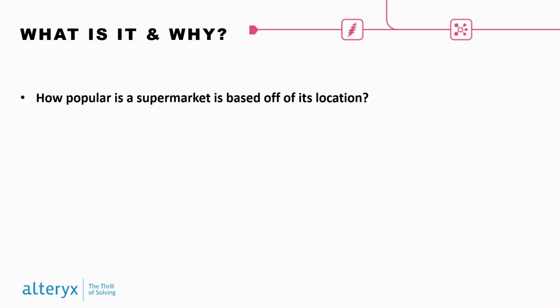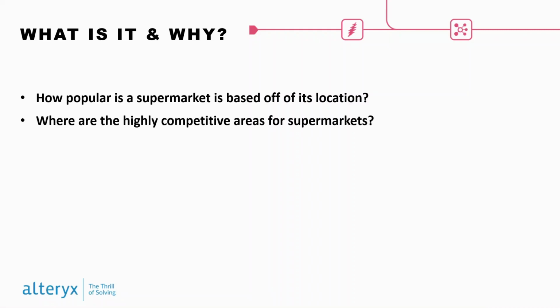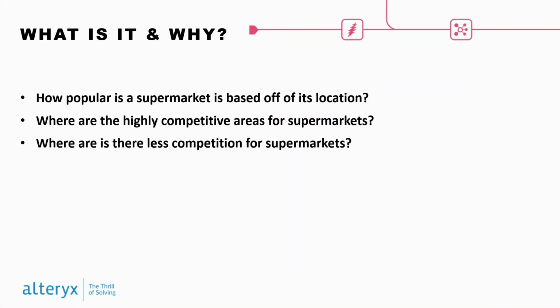So what we're going to do today is try and answer a few of these questions using some open data that we have on the supermarkets and population of Jersey. I'm going to want to figure out how popular a supermarket might be based off its location, where in Jersey the highly competitive areas for supermarkets are, and conversely where the lowly contested areas may be, with some underrepresentation in the market.